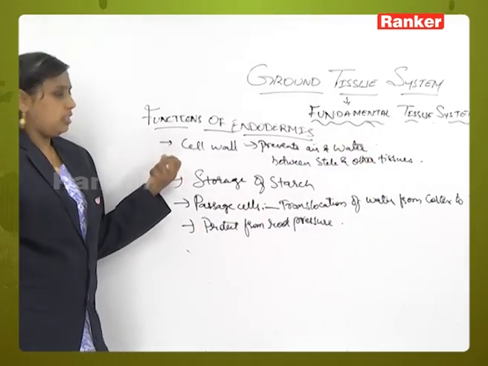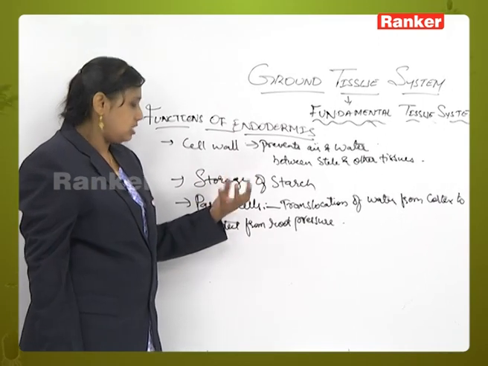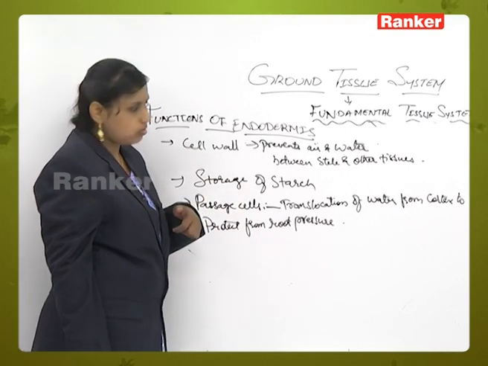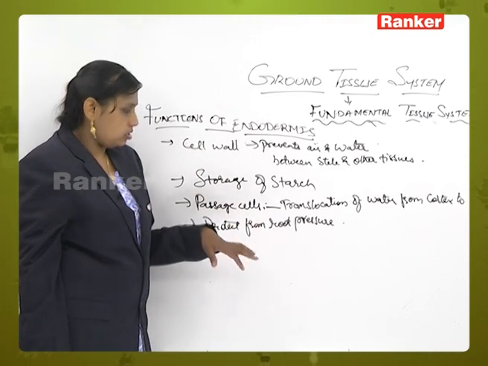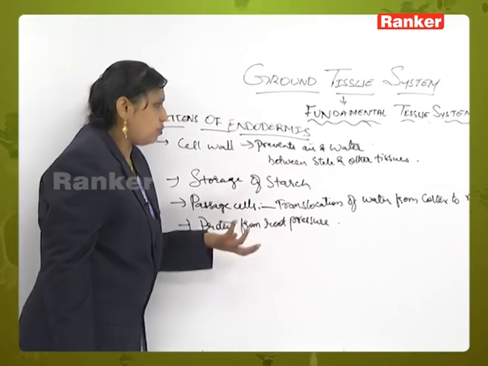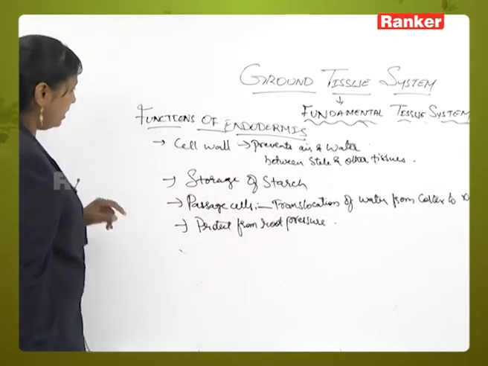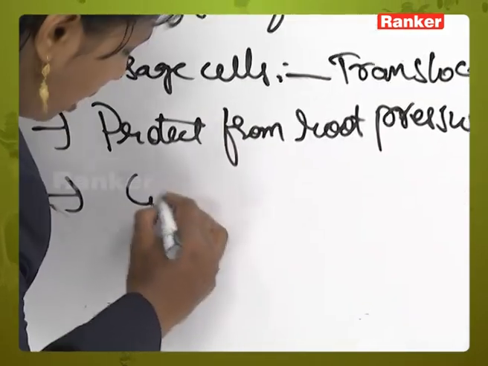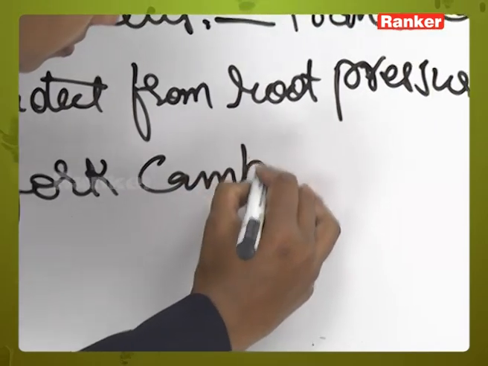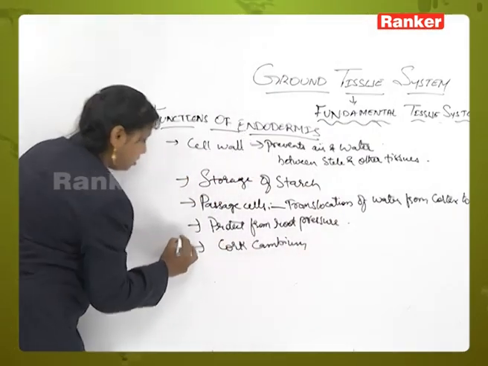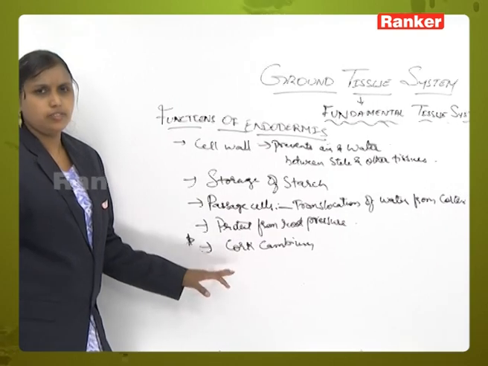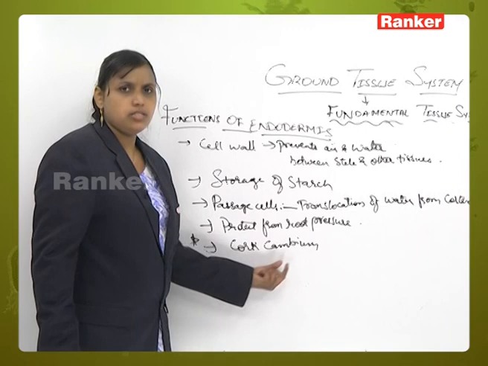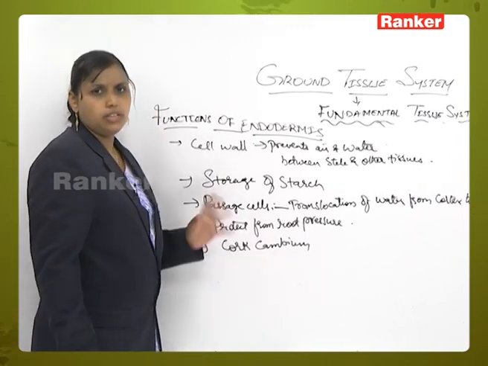It acts as the storage tissue which helps in the storage of starch. It also helps in the translocation of water from the cortex to the xylem, and it also protects the plants from root pressure. And in some cases, the walls of the endodermis also act as cork cambium. This is also important. Sometimes the cells of the endodermis get transformed into a structure called cork cambium during the further growth of the tissue in the plant.